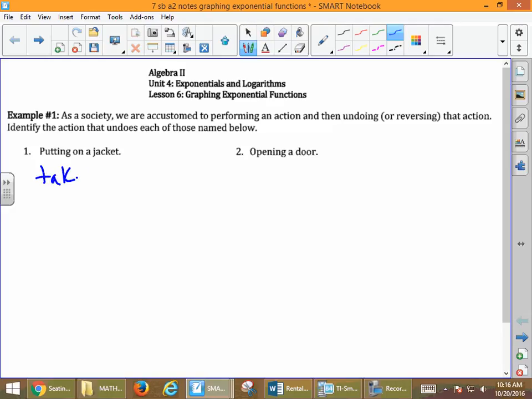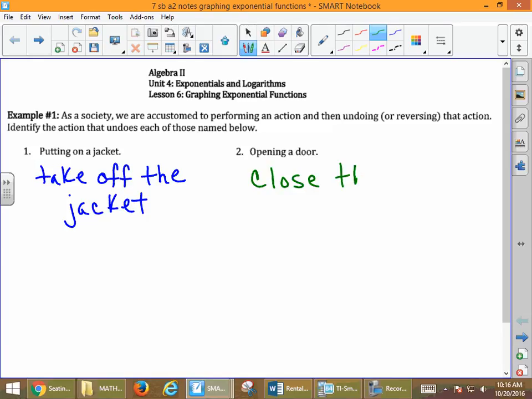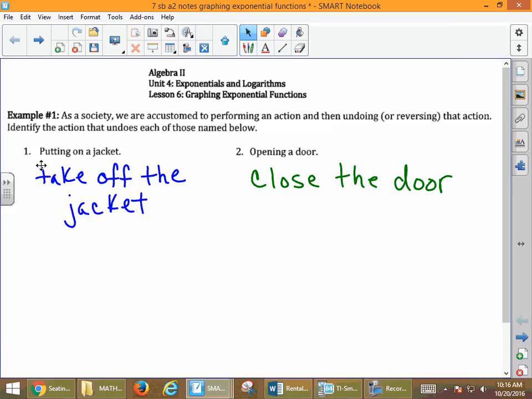We can take off the jacket. Or if we open a door, what undoes that action? We can close the door. And we have the same kind of idea in mathematics as well.